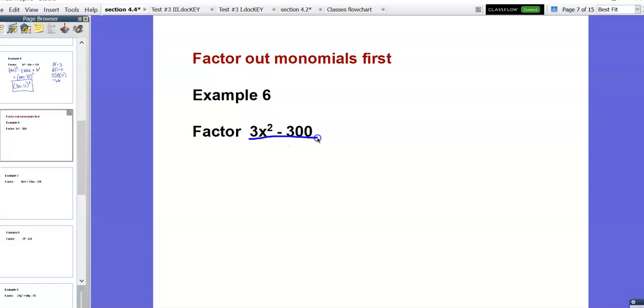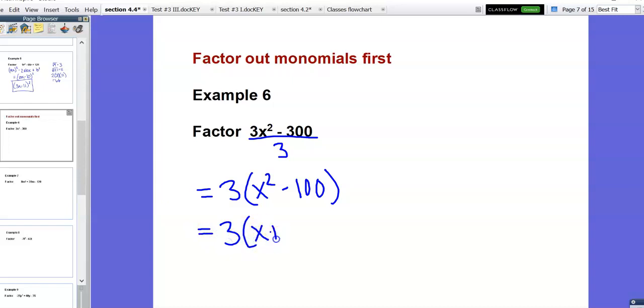So I can divide this entire thing by 3, and then I have 3 times x squared minus 100. And now it's x squared, that's a perfect square. It's 100, that's a perfect square. So I could rewrite this as the difference of squares pattern. And that's 3 times x plus 10 and x minus 10.